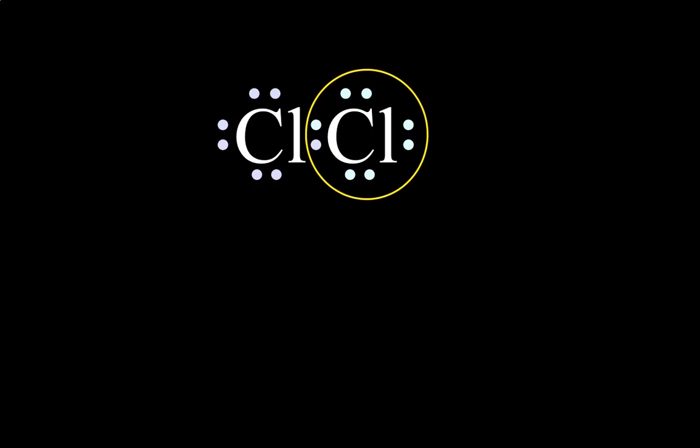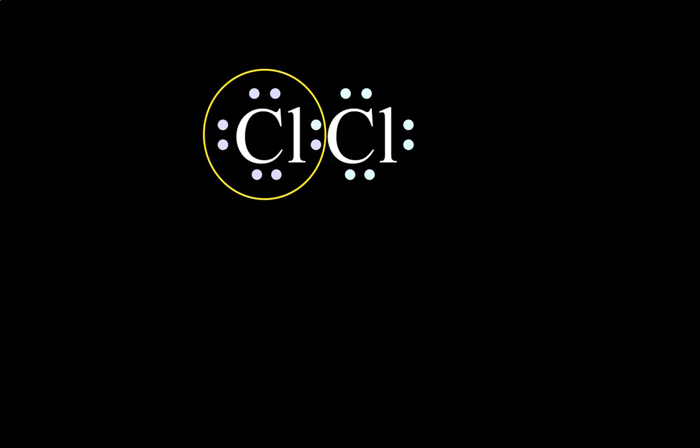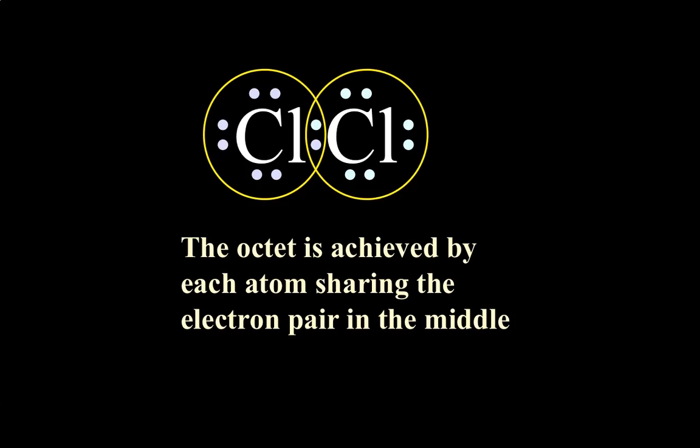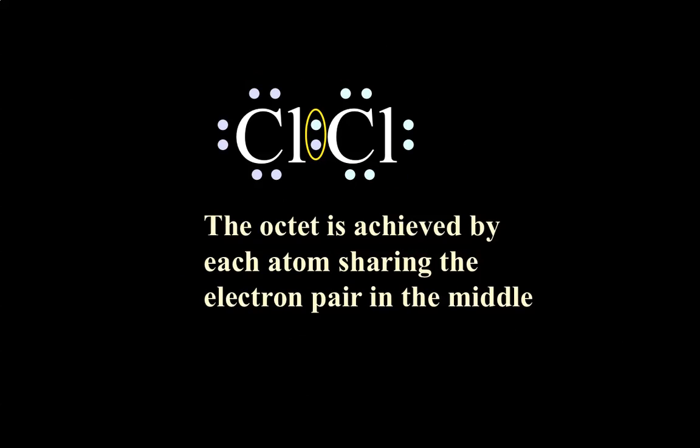Now the atom on the right has 8 electrons, one of which belongs to the other atom. And now that's an octet. And the atom on the left also has 8, although one of them belongs to the other atom. And that's an octet. So this octet is achieved by sharing the electrons right here in the center. The electron pair in the center is what is being shared. And that is the bond that covalent bonds make.